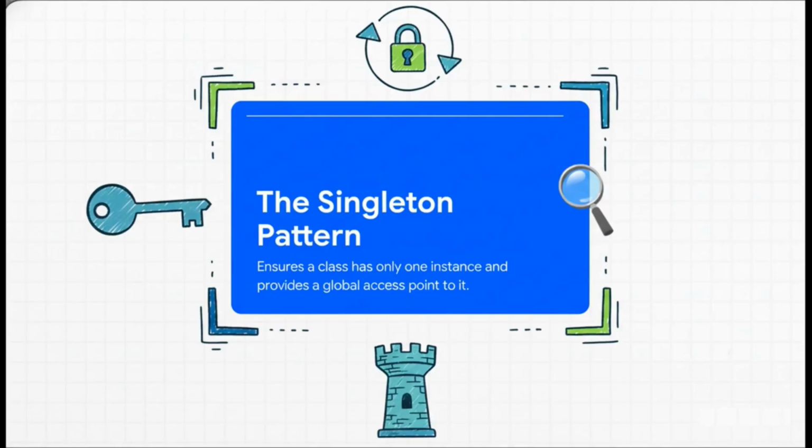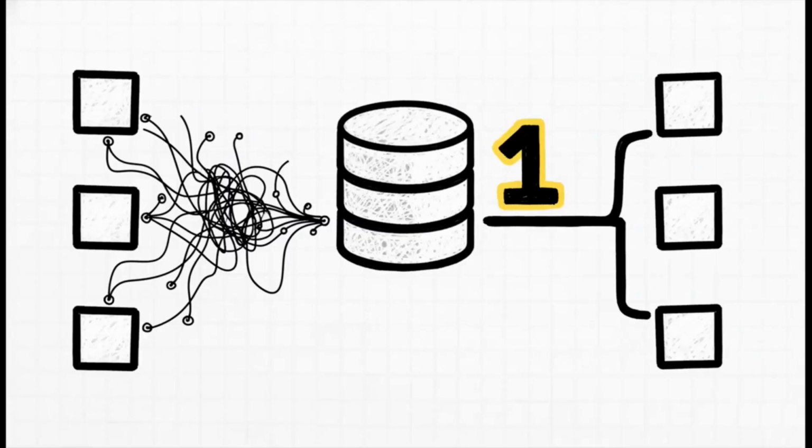All right, next up is a really famous one, and maybe a little controversial. The singleton. Its job is incredibly simple, but powerful. It makes absolutely sure that a class has one and only one instance for the entire time your application is running. And the textbook example here is your database connection. Think about it. You definitely don't want to be opening a new connection to the database every single time you run a query. That would be crazy inefficient.